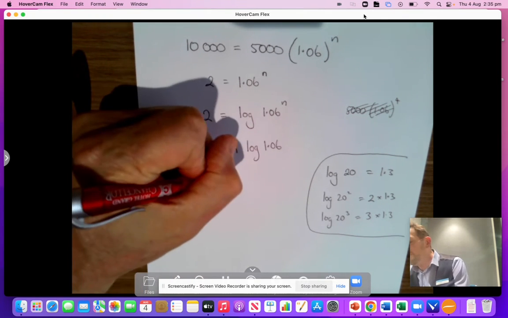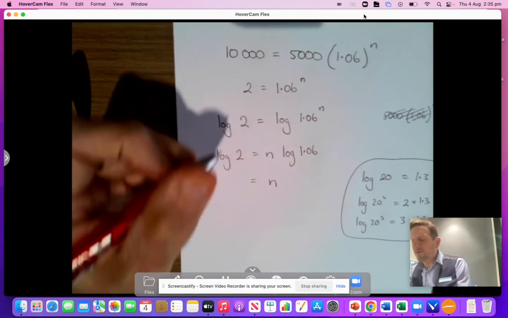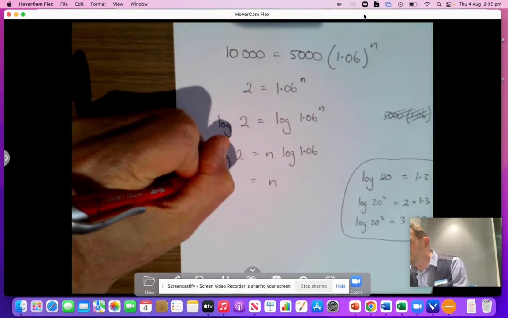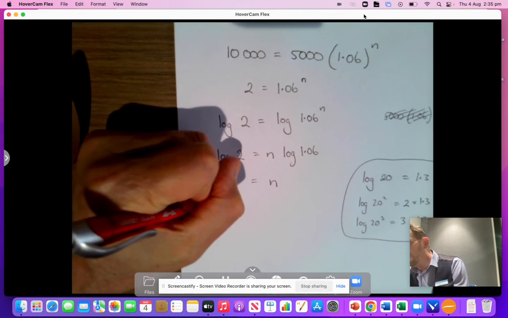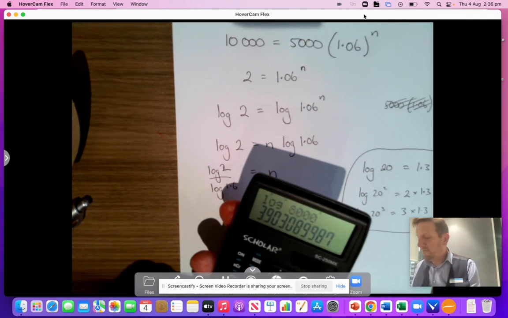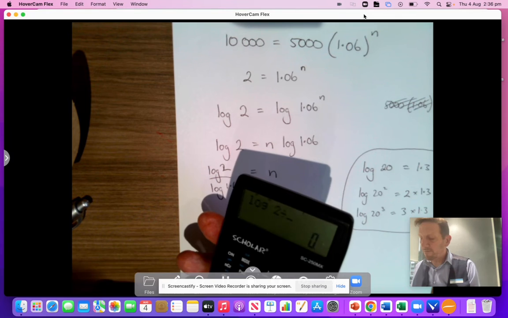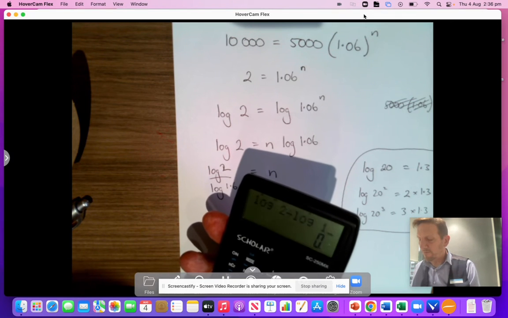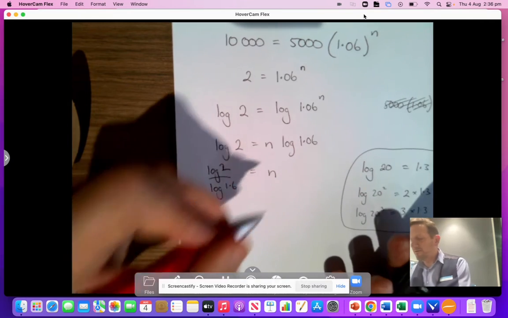What's our next step? We just solve for n and divide both sides by the log of 1.06. So n equals the log of 2 over the log of 1.06. We can do that on our calculator. The log of 2 divided by the log of 1.06 equals, and I've got 11.89.